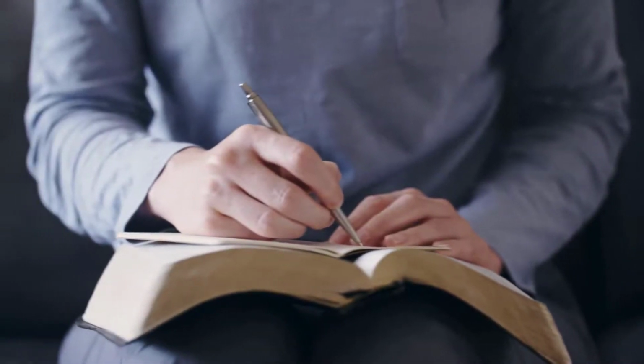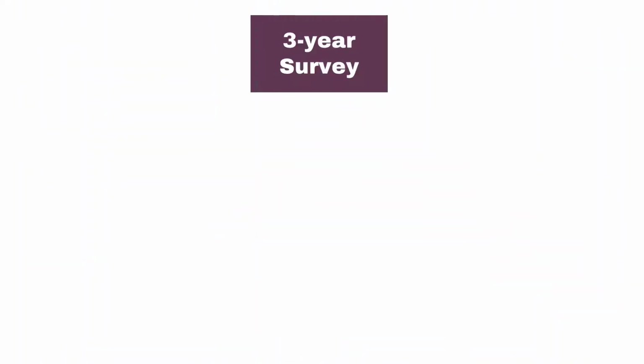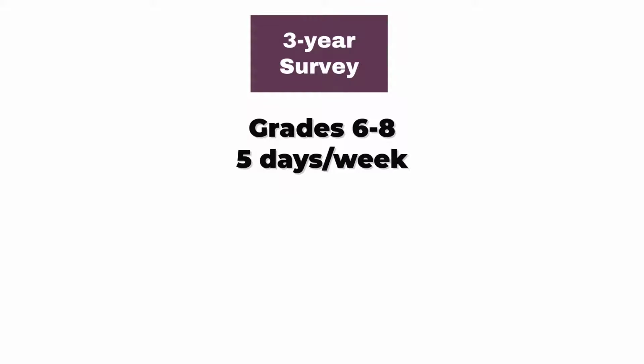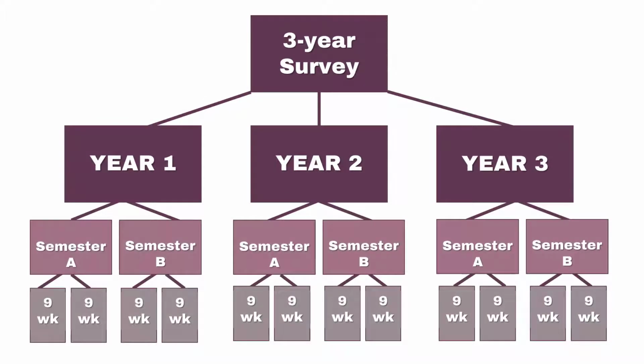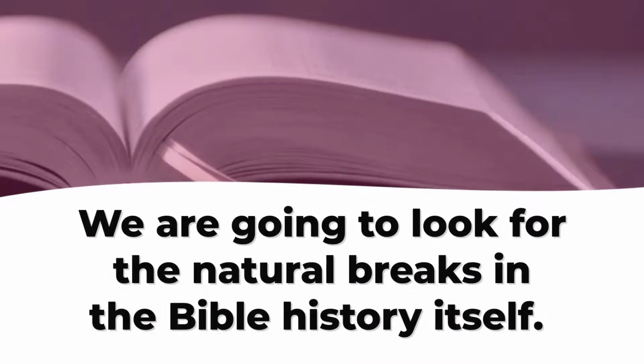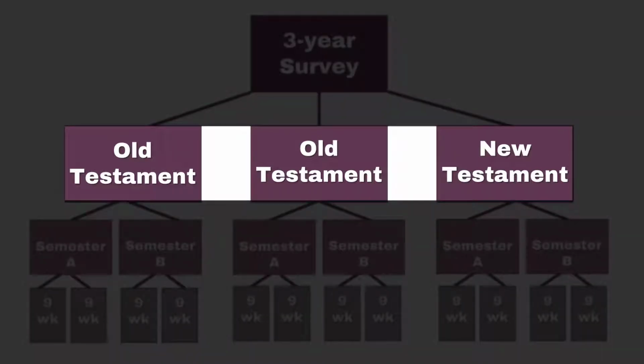Let's start from scratch. If all we had were the Bible, how could we develop a 3-year Bible history survey for grades 6 through 8 with Bible being taught 5 days a week? How would we break that down into yearly, semester, and 9-week units? To help us, we are going to look for the natural breaks in the Bible story itself. The first obvious break is between the Old Testament and New Testament. And since the content of the Old Testament history is about twice as much as the New Testament history, we can cover the Old Testament in 2 years and the New Testament in the 3rd year.